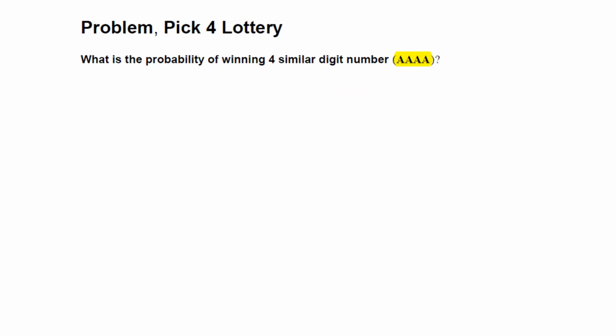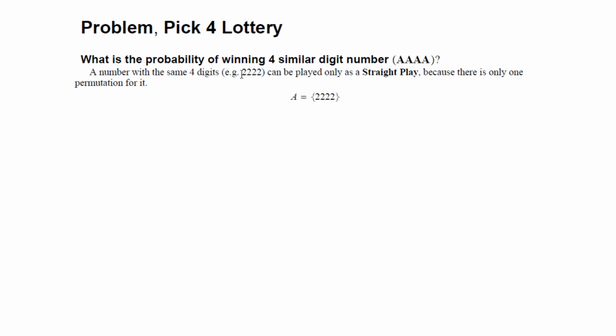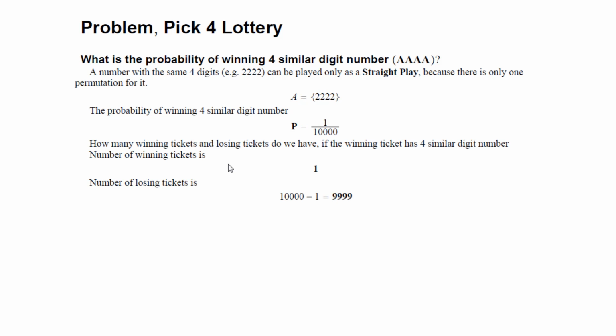Another question: what is the probability of winning a 4 similar digit number? So we have a ticket with the form AAAA. Let's assume this ticket is 2222. This ticket can be played only as a straight play, and the reason why is that it cannot be permuted more than once. So we have only one possible outcome of this event, and its probability is 1 divided by 10,000. So in such case, how many winning tickets do we have? We have only 1. And how many losing tickets? We have 9,999.